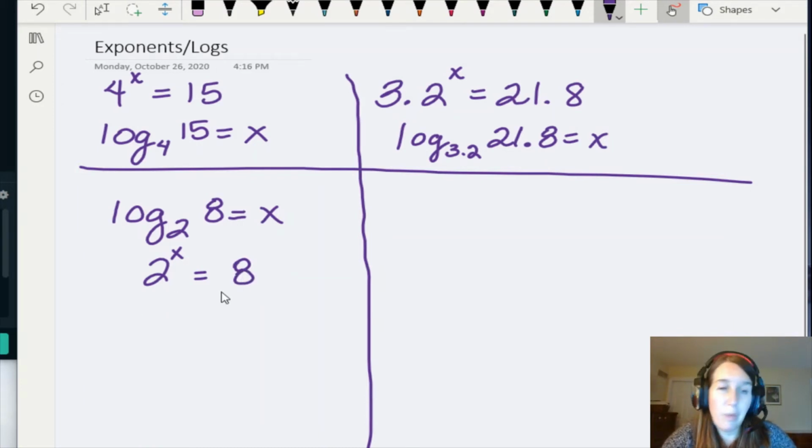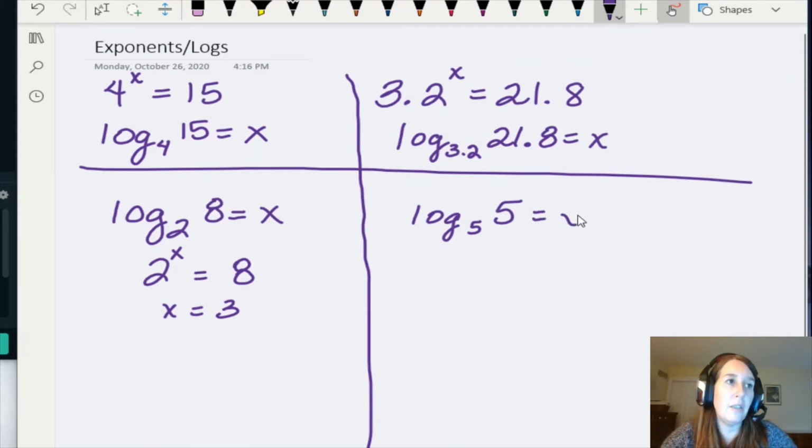This is one you should be able to do in your head, right? 2 to what power is 8? Third power. So x is equal to 3. Okay, let's try another. Log base 5 of 5, and that is equal to x. So the base is 5. Switch the x and the other 5. So 5 to what power equals 5? So x is equal to 1 because that's the first power. Okay.